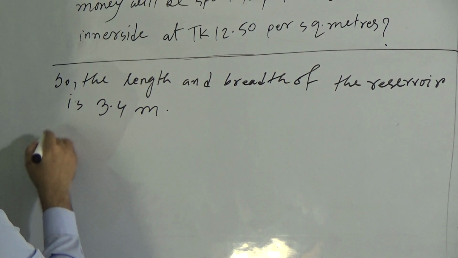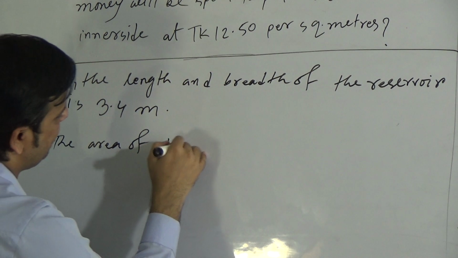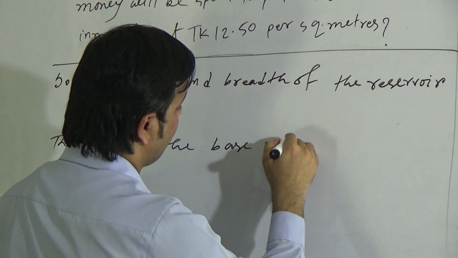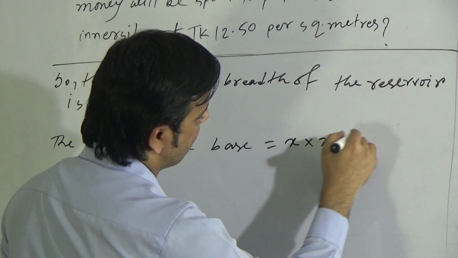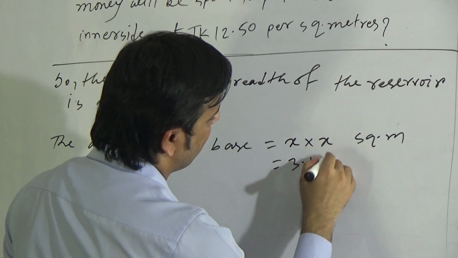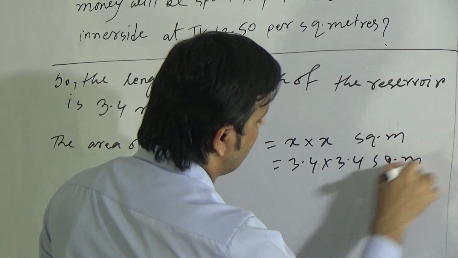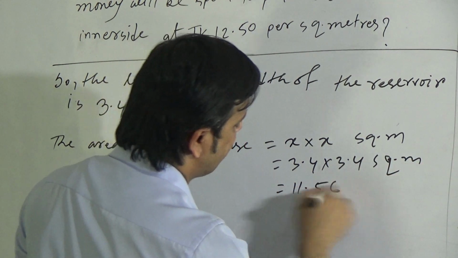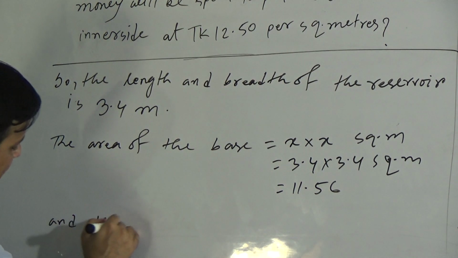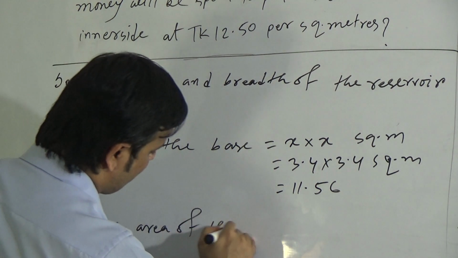So we can write the area of the base, that will be equal to product of x and x square meter. Here x is 3.4 and again x is 3.4 square meter. That will be 11.56. And the area of the four walls.